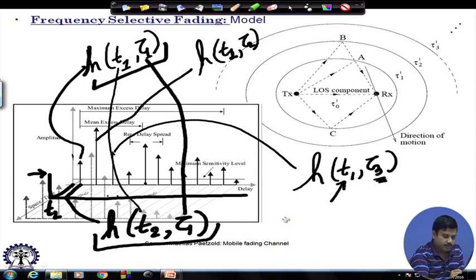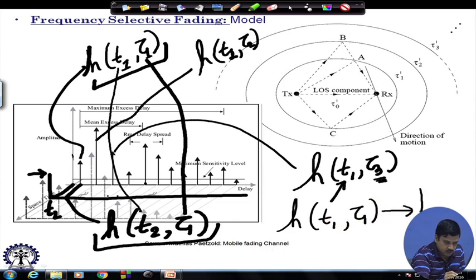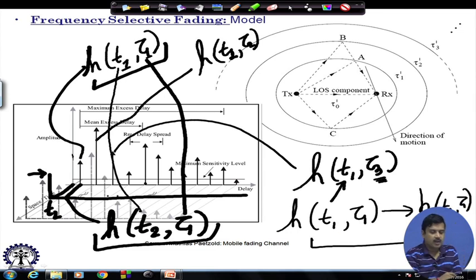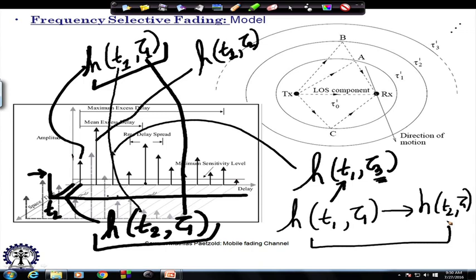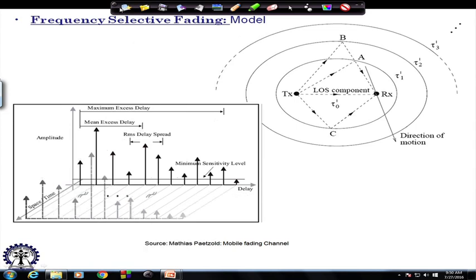So, if we look at this, we are basically talking of h t1 tau 1 changing over to h t2 tau 1. This we have already studied under flat fading. So, everything that we have studied under flat fading would apply to this. So, same would happen for this delay, and all the delays, right. So, when this happens, the impulse response, if I clean it up, that we are going to get at another time would be an echo here, an echo there, and so on and so forth.